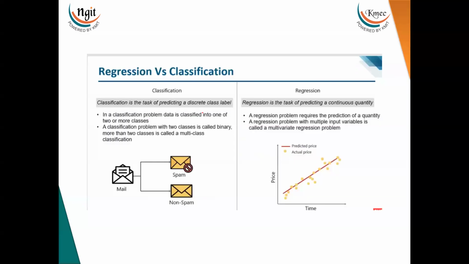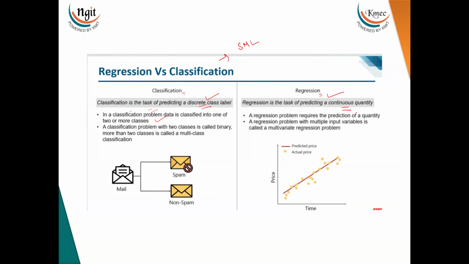Now, let me give some introduction about regression and classification. We already discussed regression. We know already that regression and classification come under supervised machine learning techniques. But what is the difference between classification and regression? See, regression is the task of predicting a continuous variable, whereas classification is the task of predicting a discrete label. So it is a continuous value versus a discrete value. That is, data is classified into one or more classes. When you have categories, it comes under classification.